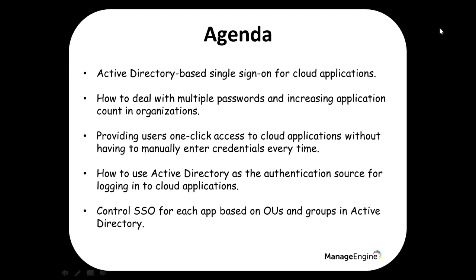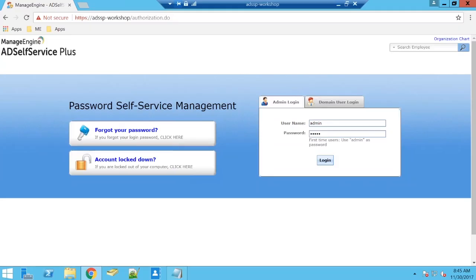We're also going to be talking about making use of AD as an authentication source, the Active Directory credentials as an authentication source, where users will make use of their native Windows logon password and access applications like Salesforce, Google, and much more, and also control the single sign-on for each application based on OUs and groups present in the Active Directory. So I'm going to have the agenda displayed on the screen and quickly jump to the AD Self-Service Plus Password Self-Service Management portal.